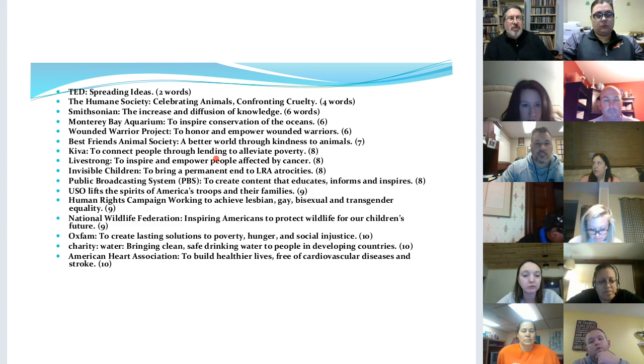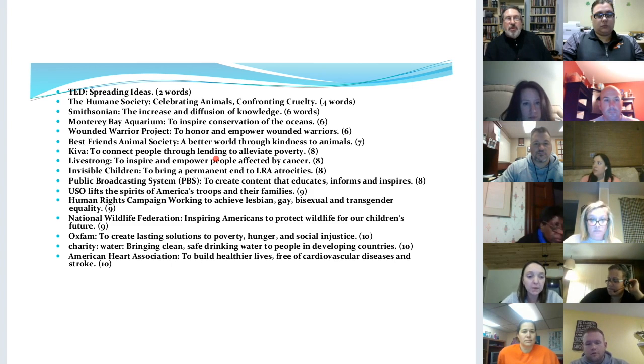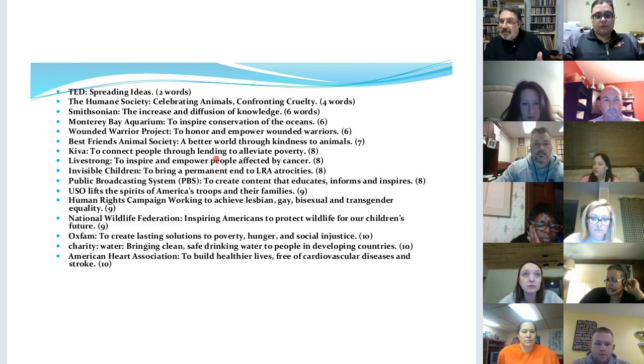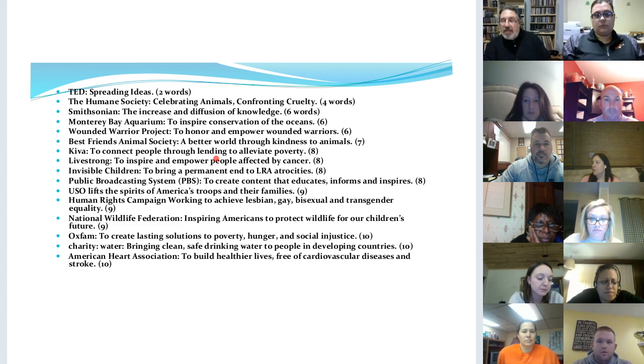The Smithsonian, increase and diffusion of knowledge, pretty good. Public broadcasting, to create content. Create content, that says a lot. Not just broadcast content, create content that educates, informs, and inspires.